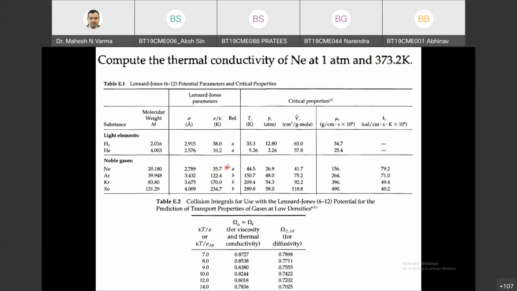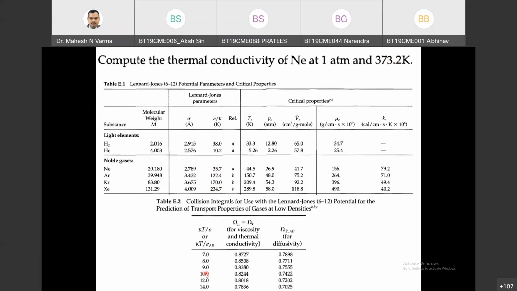How much is that? So this is the value of epsilon. Okay, collision diameter. Now the collision integral: first you divide this by this. It will be 273 divided by 35. How much is it? 10.45, sir.